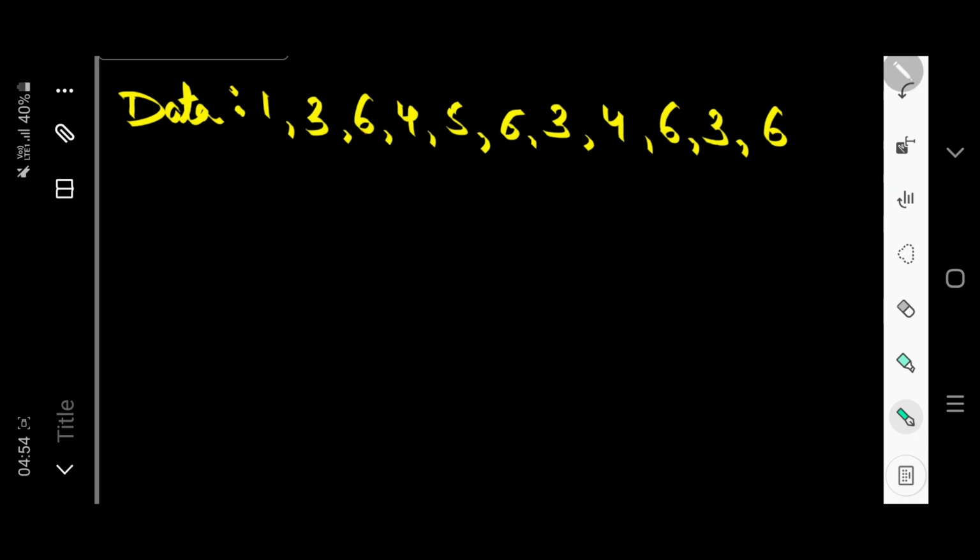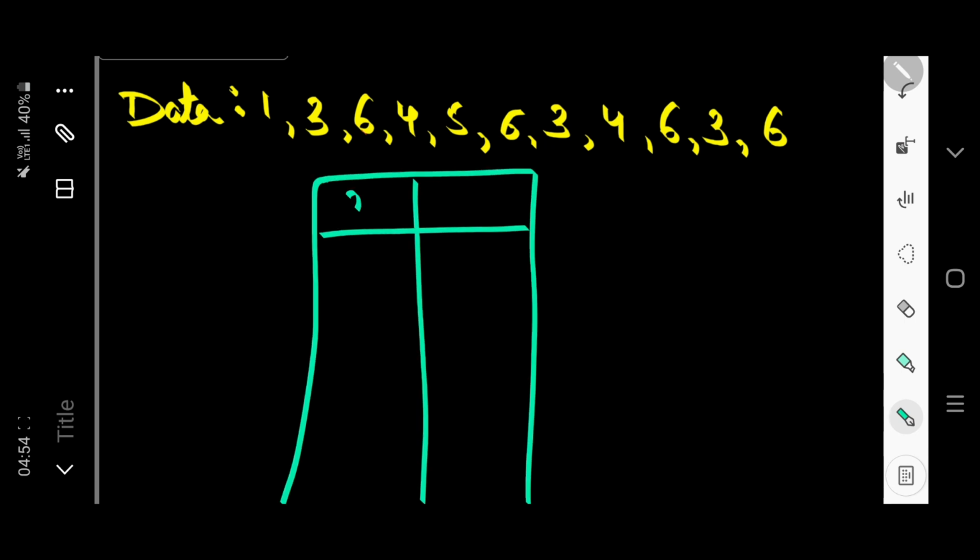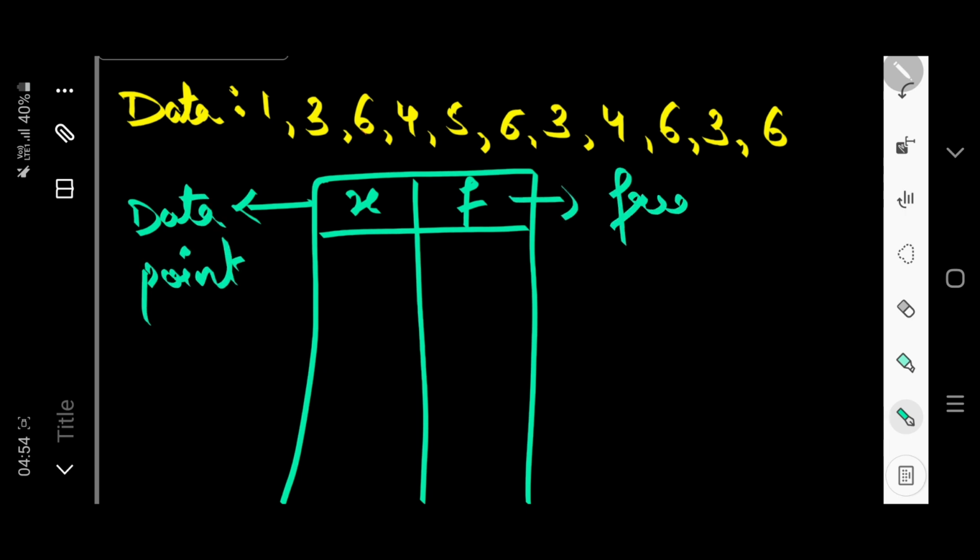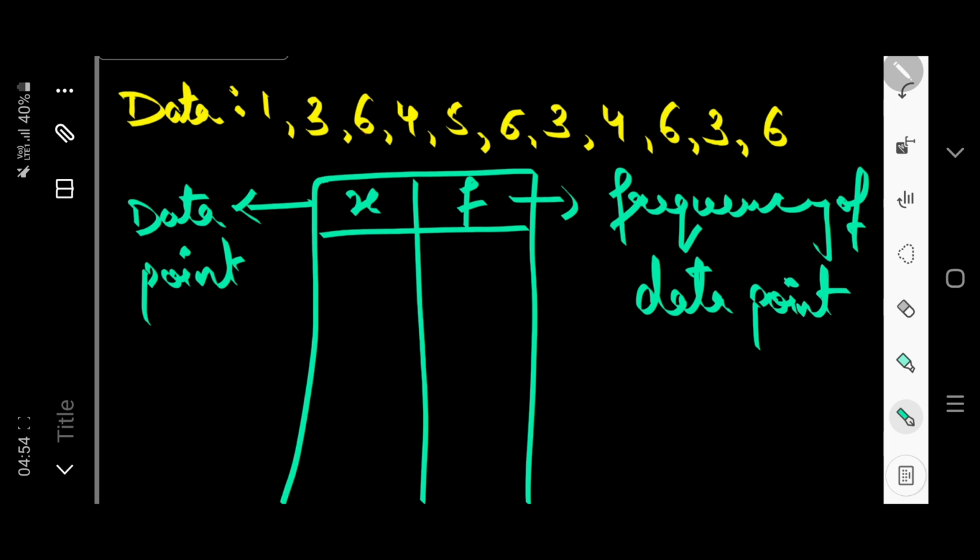So if we want to write this data set in the form of a frequency distribution table, we will make the table as X and F. X is a data point and F is the frequency of the data point. So we know that we have different data points in the data set as 1, 3, 4, 5 and 6. So what will be the frequency of these different data points?